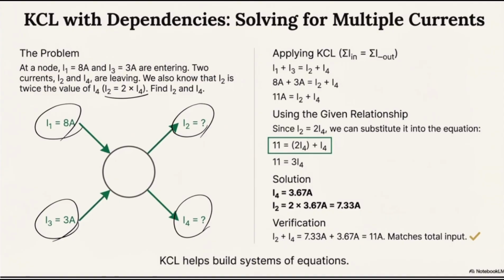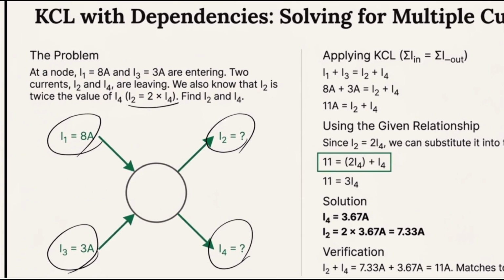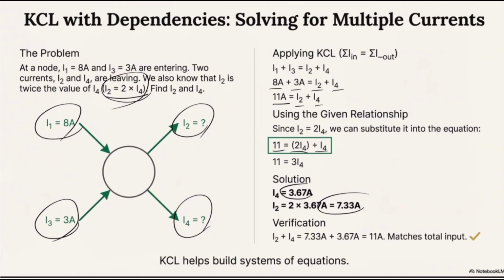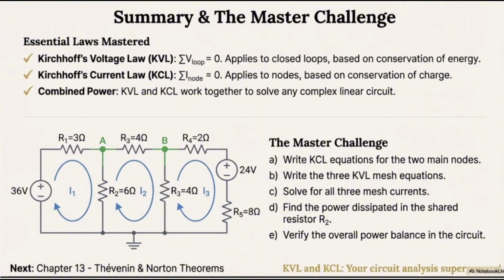Still the same. I have something like this: I1 plus I3 is going to be I2 plus I4. 8 plus 3 is going to be I2 plus I4. I know something about I2: it is going to be 2I4. So 11 amps is going to be I2 plus I4, or 11 is going to be 2I4 plus I4. If you do the calculation, you have your I4 and you have your I2. As simple as that. You can also prove it. If you compare I1 plus I3, it should be the same as I2 plus I4 itself.